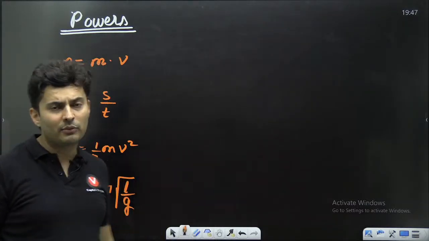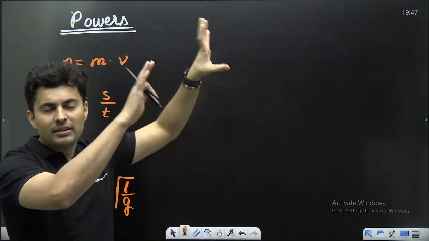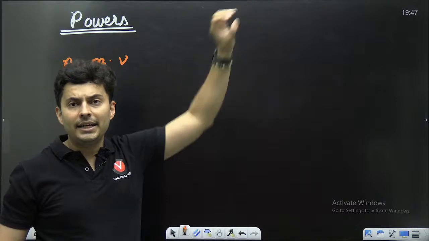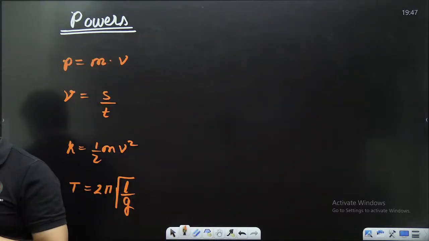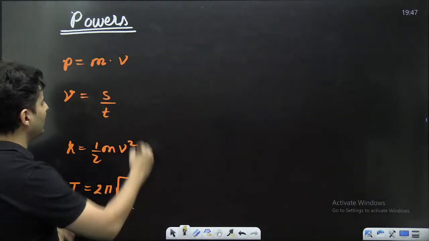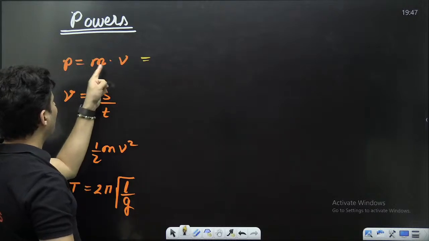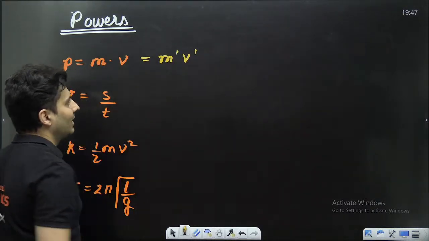What do I mean by power form? Start with a constant and take everything in the numerator and write it to the power of something. That's what power form is. So observe over here. There is no constant, no problems. There is mass and velocity, both in the numerator. So m raised to 1, v raised to 1.